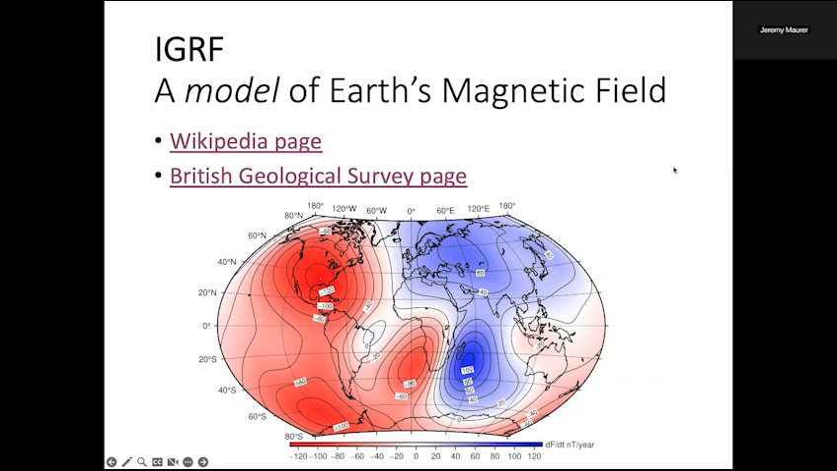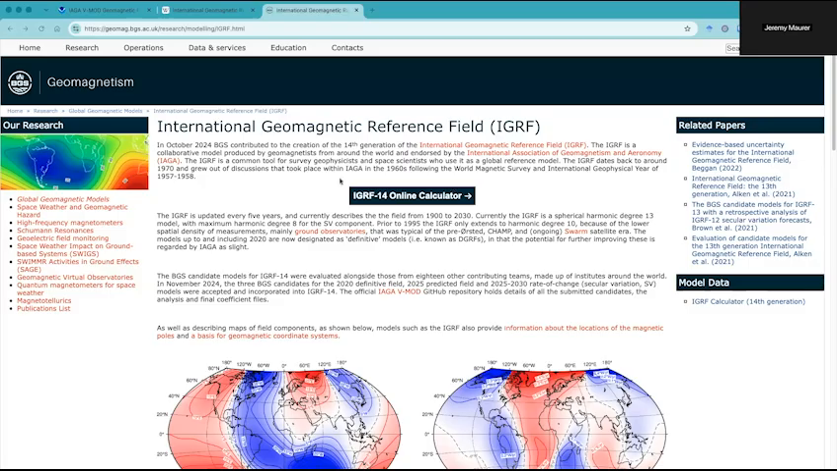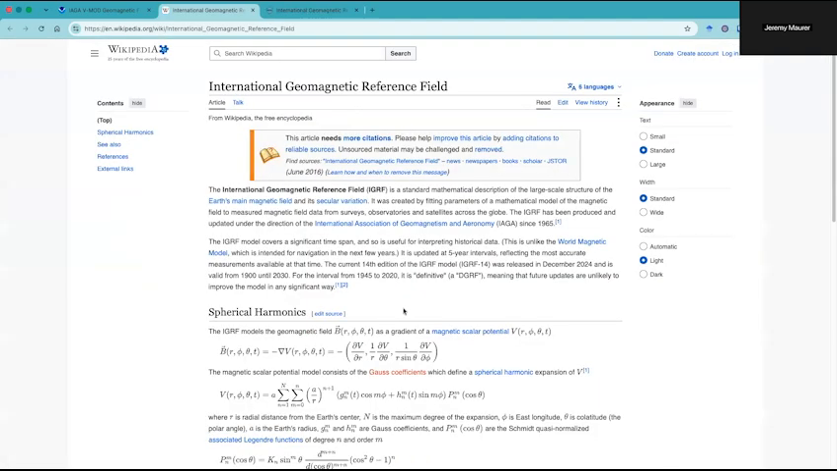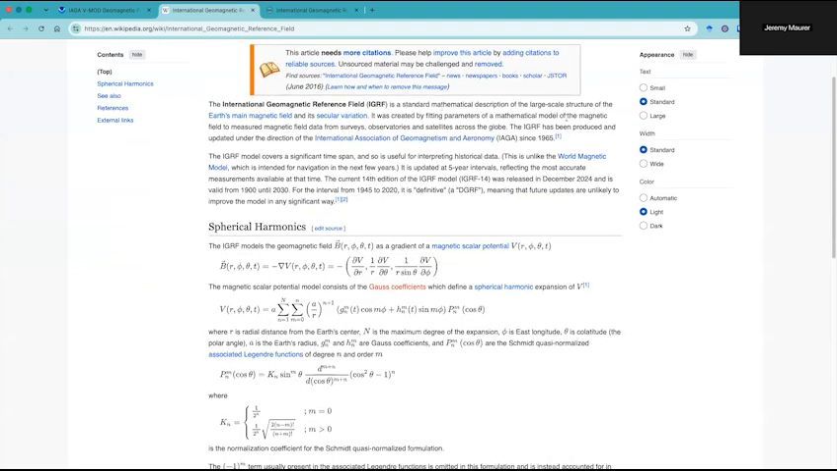to that field. So I'm going to stop sharing my PowerPoint here and switch over to a web page. Let me pull that web page up real quick. All right, so just a few things about the International Geomagnetic Reference Field that I wanted to go over. It's a standard mathematical description of the large-scale structure of the Earth's main magnetic field and its secular variation.